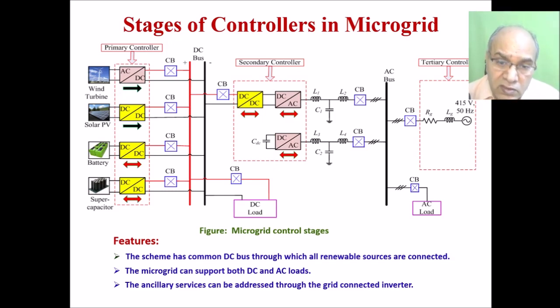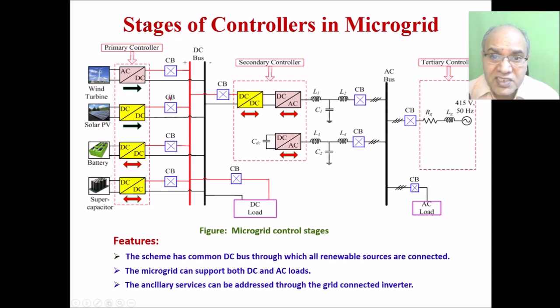If you look at the previous discussion in terms of the controllers, then you can say the controllers are at different stages of the microgrid. For example, this is the primary controller, this is the secondary controller, this is the tertiary controller. Now, what do primary, secondary, tertiary have to do with it? The primary controllers are the ones on the component side, for example DC to DC converter, AC to DC converter, which are near the distributed energy resources here.